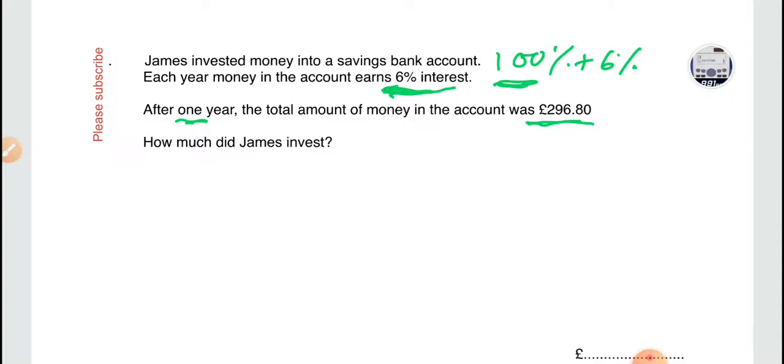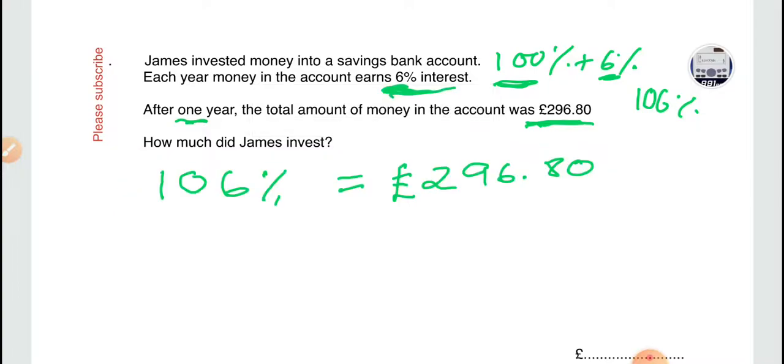So the amount of money he put in at the beginning, we represent that as 100%. And then the question says it earned him 6% in the year. So after 1 year, he has an additional 6%. So in total, he has 106%. And we learned that at the end of the year, the amount of money in the account is £296.80. So now we can write that like this: 106% is equal to £296.80.